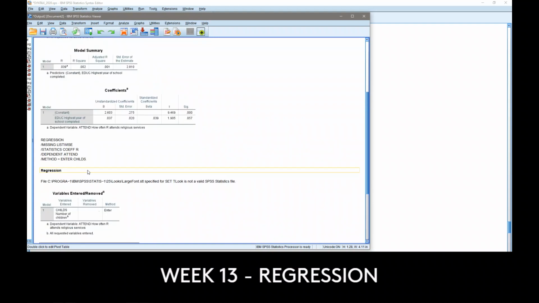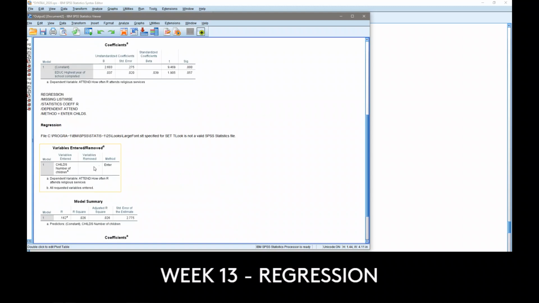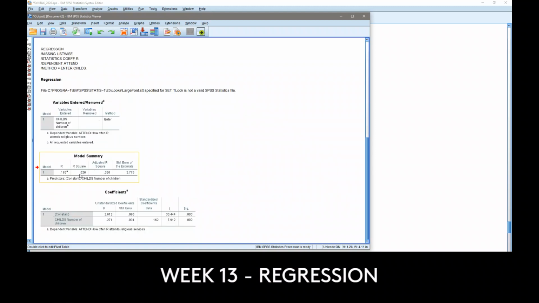Let's go up to the R square for education. Okay, so education, the R square was 0.002. The R square for number of children is 0.026. So this R square is larger. So what this means, remember, a larger R square is good. What this means is that number of children explains more of the changes that we see in religious attendance than education does. So number of children is a better predictor of religious attendance than education is, okay?